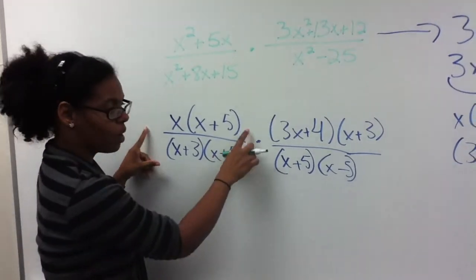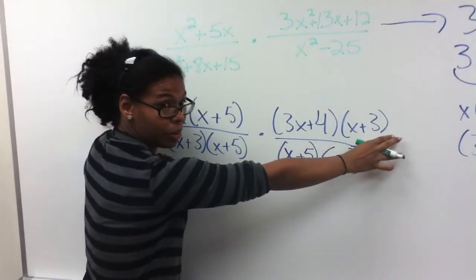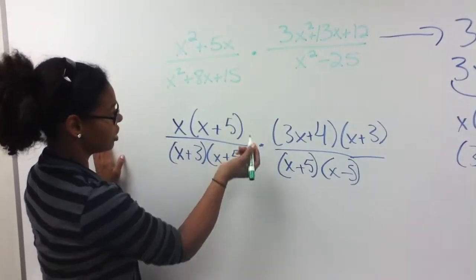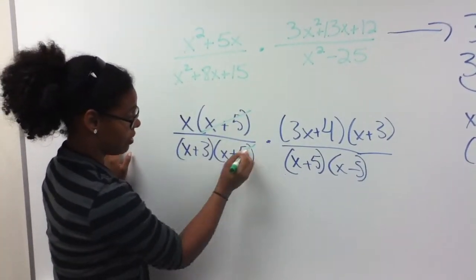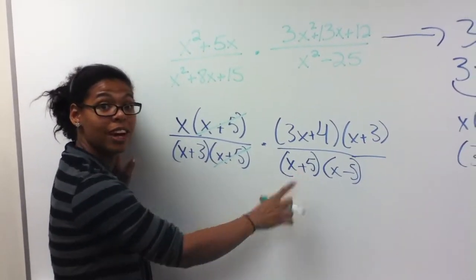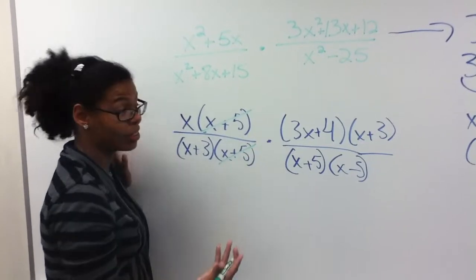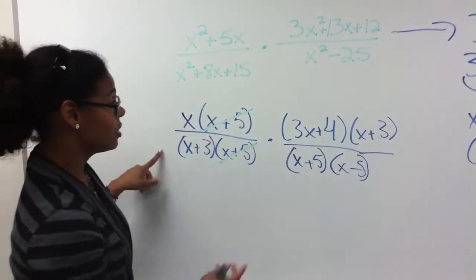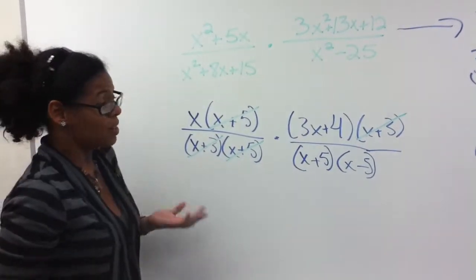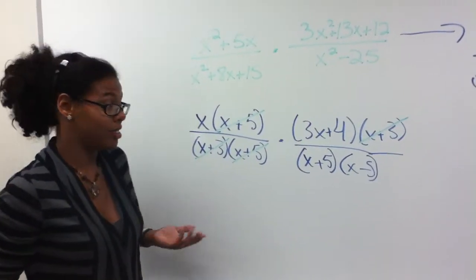So now what matches from the top of either one of these to the bottom of either one of these, essentially. So I see x plus 5 right here. That does not mean that I'm also canceling this x plus 5. You have to have one of each in order to cancel it out. What I also have is x plus 3 over here and x plus 3. Otherwise, I don't really have a whole lot of anything else to cancel out.